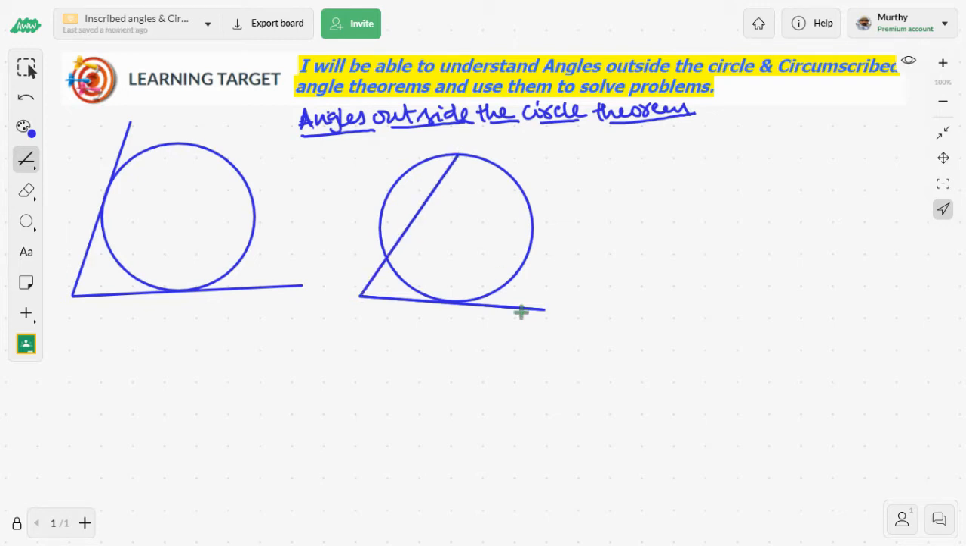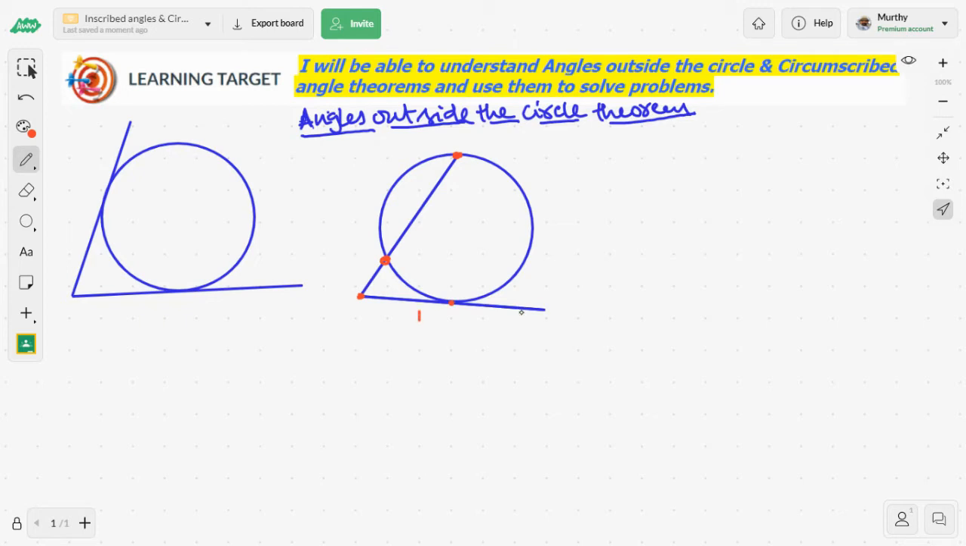Is this a chord? The answer is no. What is a chord? It is a line segment. I hope you remember the definition of a chord: a line segment whose both endpoints are on the circle. But in this case, the endpoints are not on the circle, right? So we call this a secant.